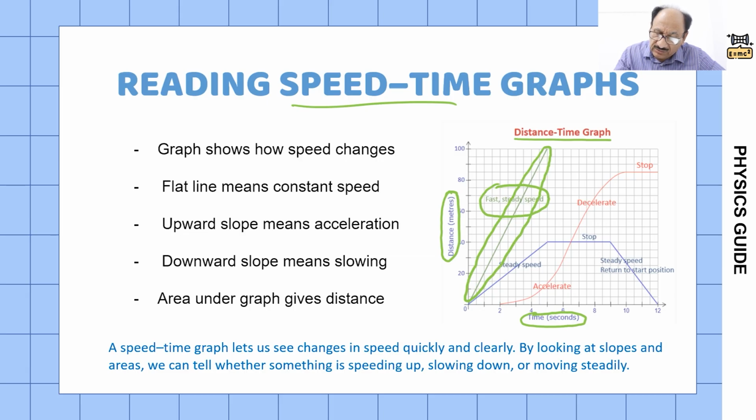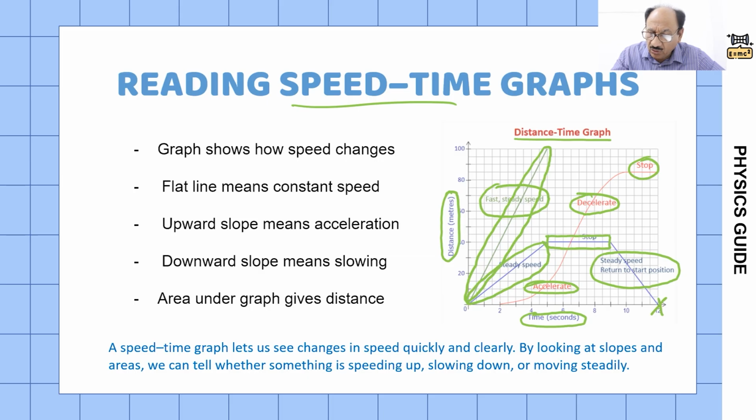This portion of the graph shows the steady speed, and then this is no change. So, it represents a stop, the body is at rest, and then steady speed returns to the start position. We can show the graph also like, for example, this one is accelerating and this is decelerating, slowing down, and then this is the stoppage. So this is how we can understand things on the graph also.